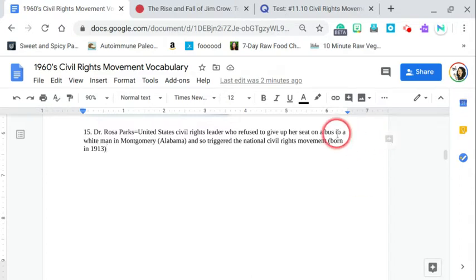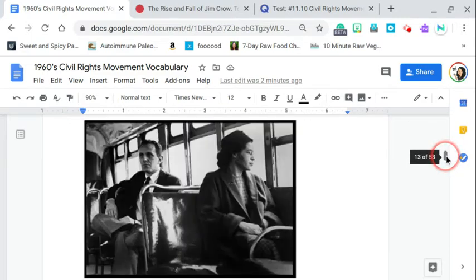Okay, so I'm sorry, Rosa Parks. She was a civil rights leader who refused to give up her seat, kind of like Plessy, but now it's much later on, so it's a bus, to a white man in Montgomery, Alabama, to trigger the national civil rights movement. So, an interesting fact: they did this on purpose. She knew she was going to get arrested, and it was a way to start the boycott movement, to start the civil rights movement.